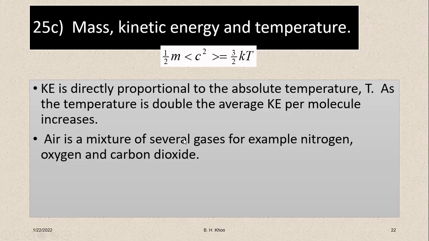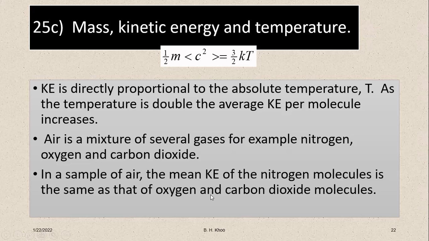Air is a mixture of several gases, for example nitrogen, oxygen, and carbon dioxide. In a sample of air, the mean kinetic energy of the nitrogen molecule is the same as that for oxygen and carbon dioxide. That means in a room where the temperature is constant, the mean kinetic energy of nitrogen, oxygen, and carbon dioxide are all the same.